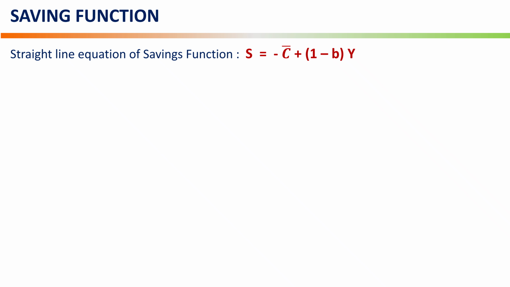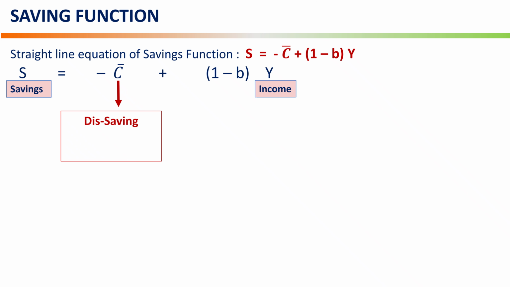Let's understand the straight line equation of a savings function, or what we call a linear savings function. S is equal to minus C bar plus 1 minus b into Y. S is savings, we all know. Y is income. Minus C bar is dissaving or negative savings.